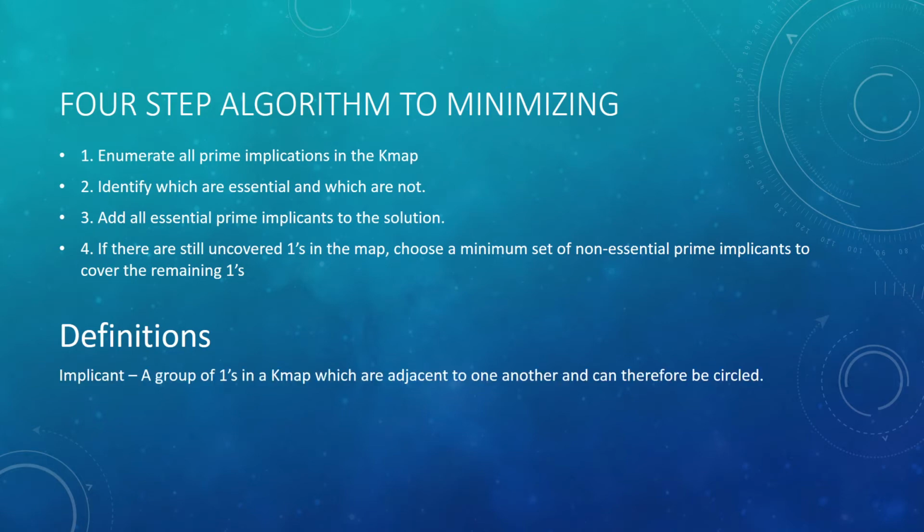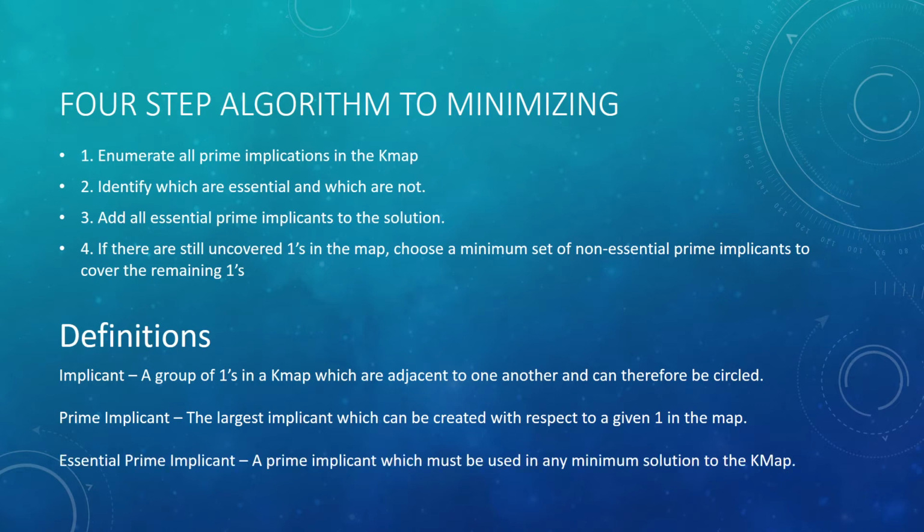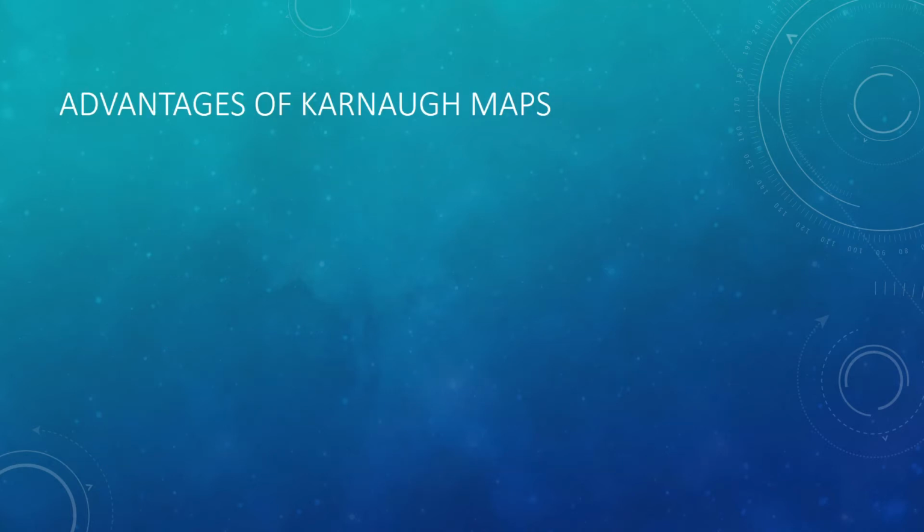An implicant is a group of ones in a K-map which are adjacent to one another and can therefore be circled. A prime implicant is the largest implicant which can be created with respect to a given one in the map. An essential prime implicant is a prime implicant which must be used in any minimum solution of the K-map. There are many advantages to using Karnaugh maps.